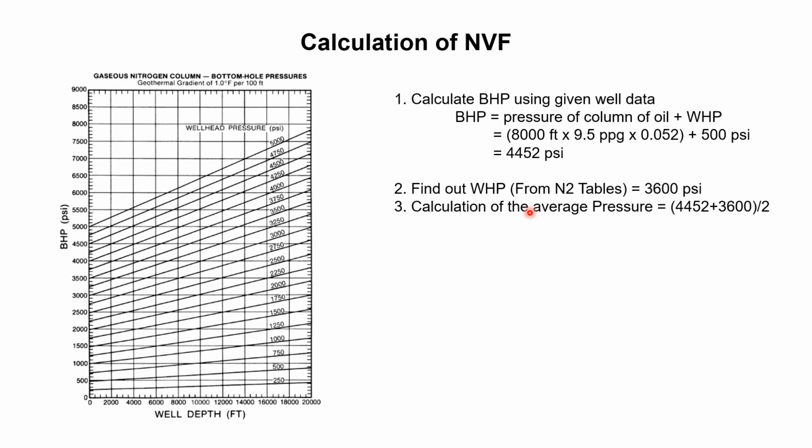The next step is we have to calculate the average of this bottom hole pressure and wellhead pressure. Simply we'll add both these quantities and divide by 2. We'll get this number, 4026 psi.